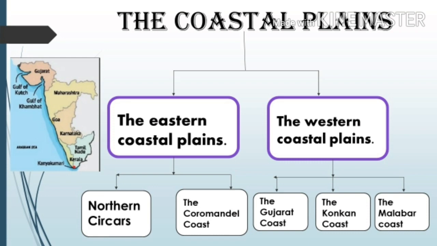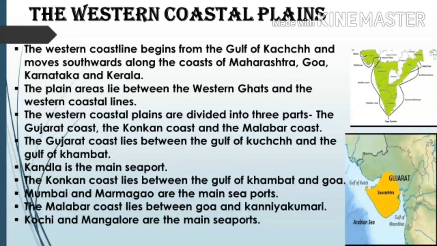the Malabar Coast. In this way, the eastern coastline begins from West Bengal and moves downwards, covering the coasts of Odisha, Andhra Pradesh and Tamil Nadu. It also ends at Kanyakumari and both the coastal plains meet at Kanyakumari. This eastern coastal plain is divided into 2 parts, that is Coromandel Coast and the northern Sircars.